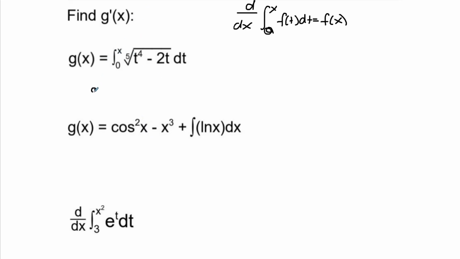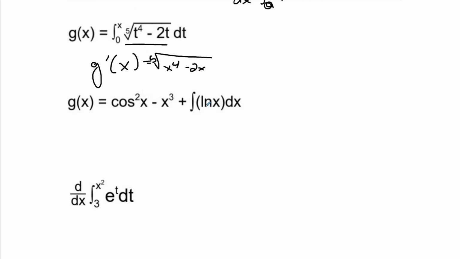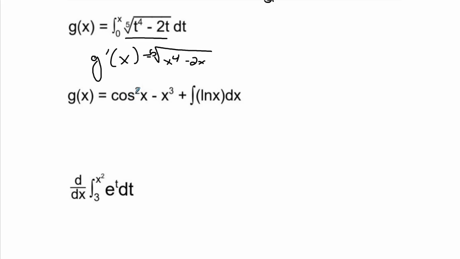It would literally just be g prime of x. You're going to write this exact thing, but just plug in an x. So the square root of x to the 4th, and it should be the 5th root of x to the 4th minus 2x. Okay. Now, if we take a look at this one, what's the derivative? Well, here we actually have to differentiate these two. And then for this one, well, what's the derivative of an integral, right? So d over dx of an integral, f of x, they cancel each other out. It just equals f of x.